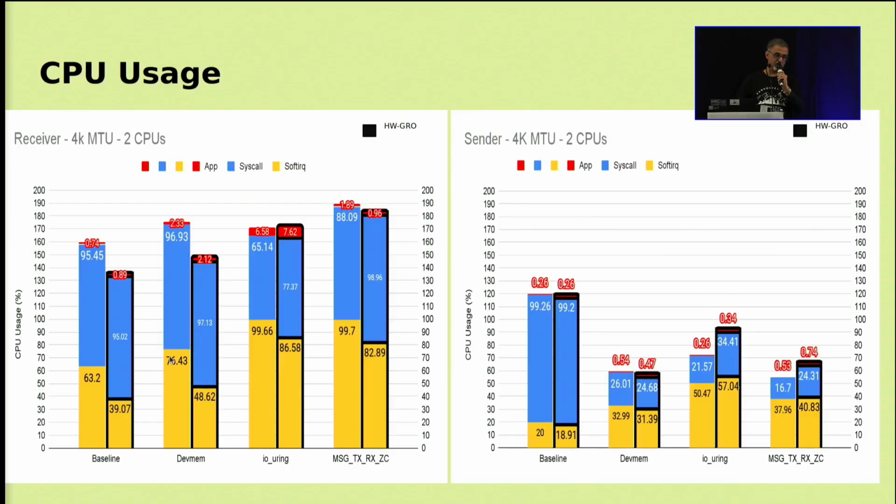The software IRQ is yellow. That's the software IRQ CPU, and this is the syscall CPU where the app is running. Okay, so see, it's very overloaded with syscalls here. Then we turn on hardware GRO, and it's using a lot less CPU, but we're getting worse performance, okay? So now, if you look at MSG_ZEROCOPY, transmit and receive, it's behaving sanely. That's what we would expect.